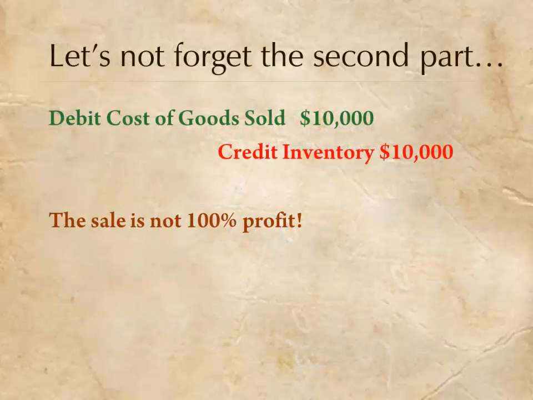The second part to this sale is the cost of the sale, the inventory. We account for it by debiting cost of goods sold for $10,000 and crediting inventory for $10,000. Hopefully, we do not sell our inventory for the same price we bought it for. Of course, if we do not reduce our inventory, we have 100% profit. It'd be nice, but not likely.